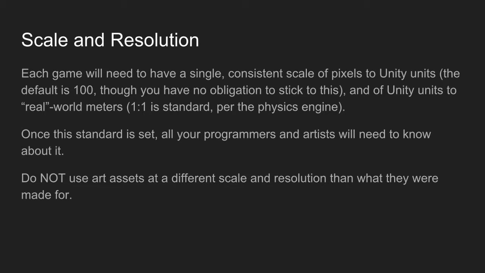Okay, so that's going to affect everyone, asset creators and asset requesters. Scale and resolution. We kind of touched upon this before. I think you understand this. Scale is very important. Each game will need to have a single consistent scale of pixels to Unity units. So you need to establish how many pixels go in one Unity unit for your entire game, for every asset in your entire game. It needs to have the same scale in terms of Unity units. By default, it's 100. Feel free to change it, if you change it to the same thing for everything.